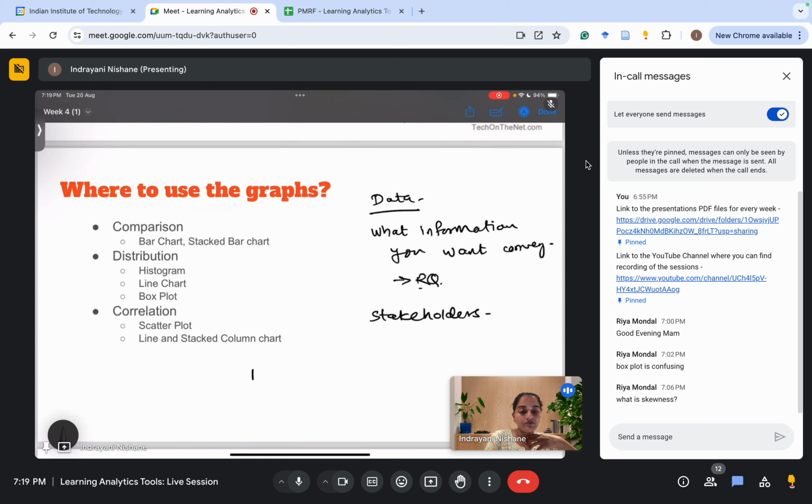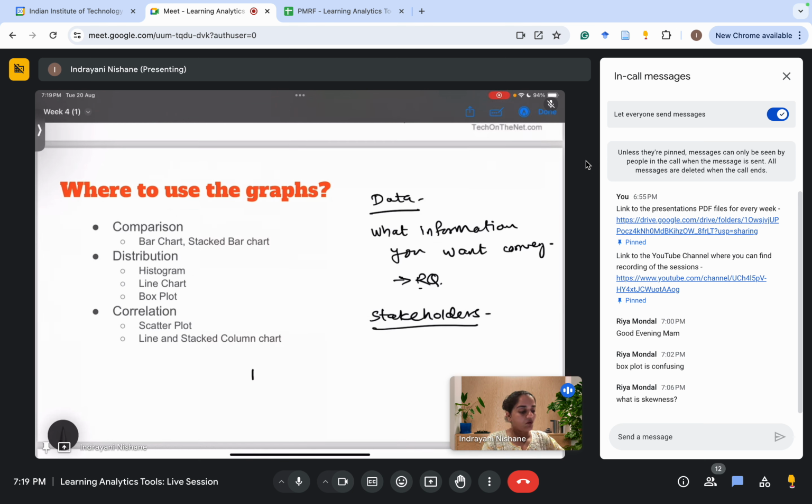But if I'm a management person and I want to run the school, then I will not care about this distribution of marks at all. I will be more interested in how much money is required to run the school, right? So that again depends on the stakeholders, for whom you want to create that particular graph, for whom you want to show that particular graph or visualization.